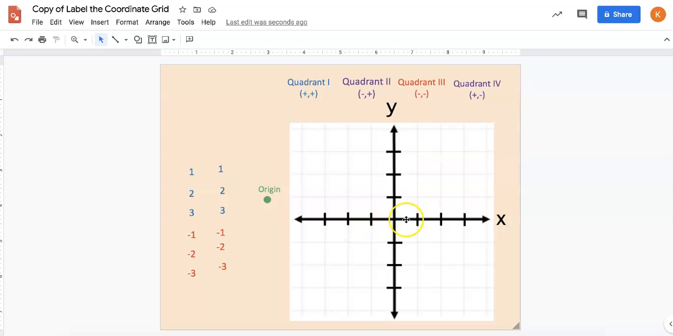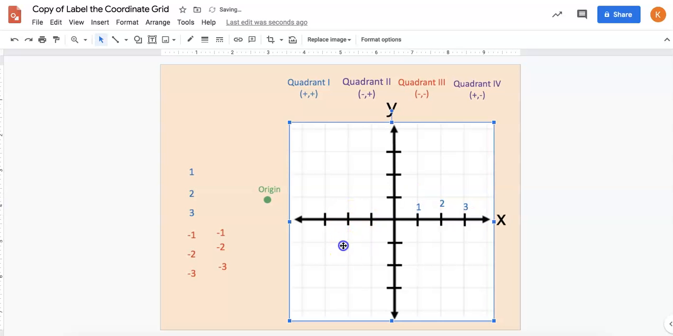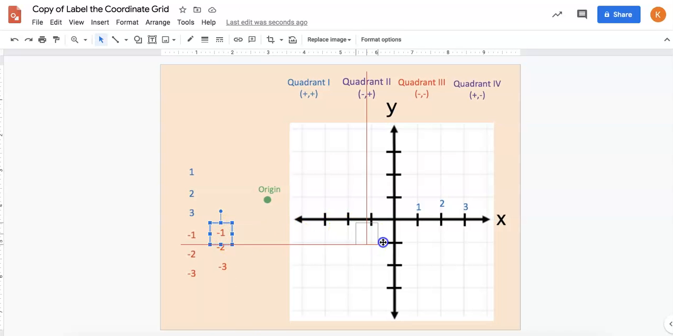Next, I'm going to start marking the numbers. So let's focus on the horizontal number line. To the right are the positive numbers, 1, 2, and 3. So I'm going to grab a positive 1. There we go. A positive 1, a positive 2, and then a positive 3. All right, then on the left side are the negative numbers. So I'm going to start with -1, then -2.